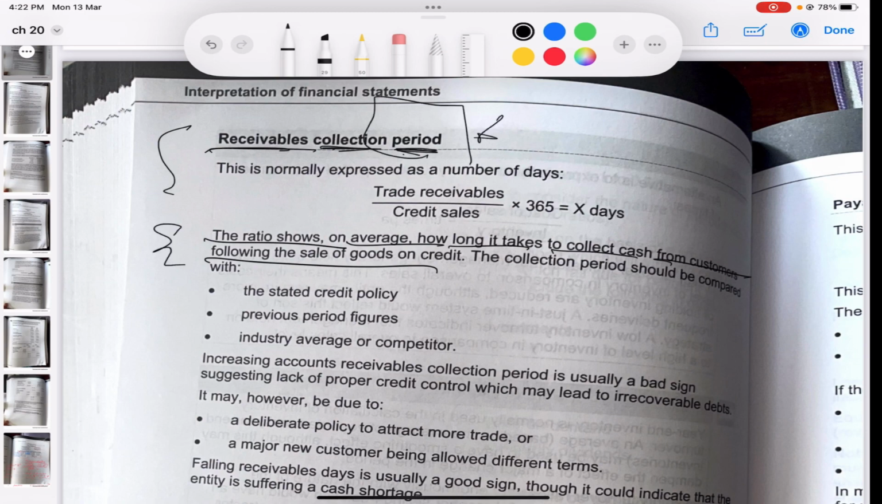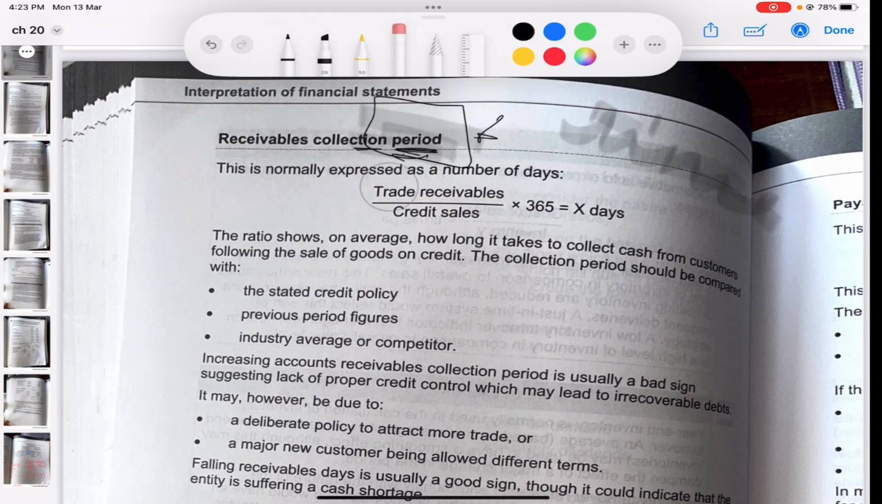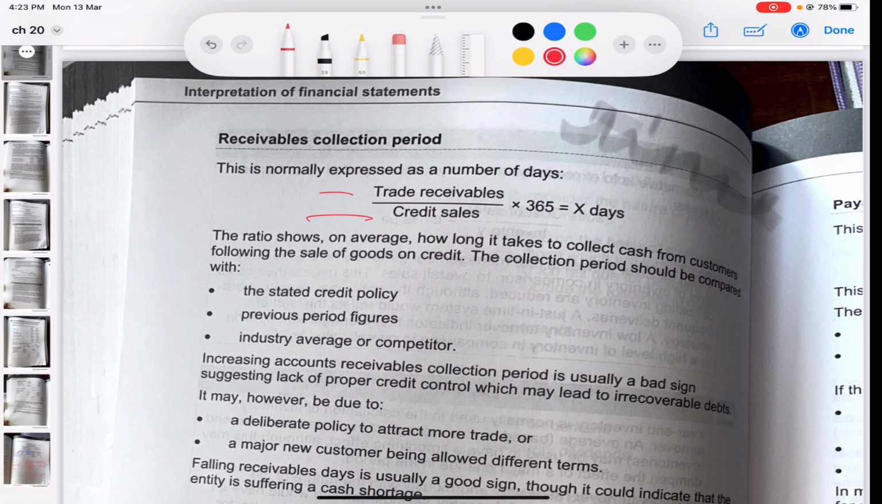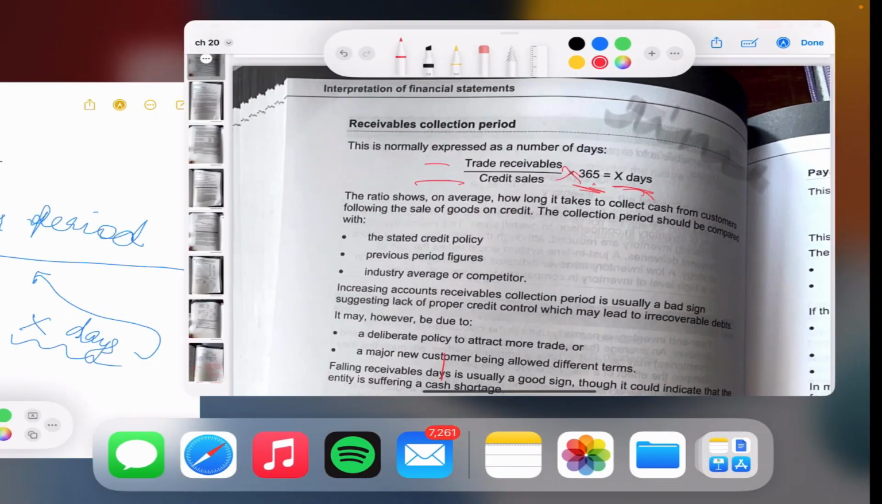So again, you are finding out a period. So when I'm using the word period, it means a specific time period. And when you're talking about a specific time period, then the answer is going to be given in days. How do you find that now? Trade receivables upon credit sales multiplied by 365 will give you the days. Okay.